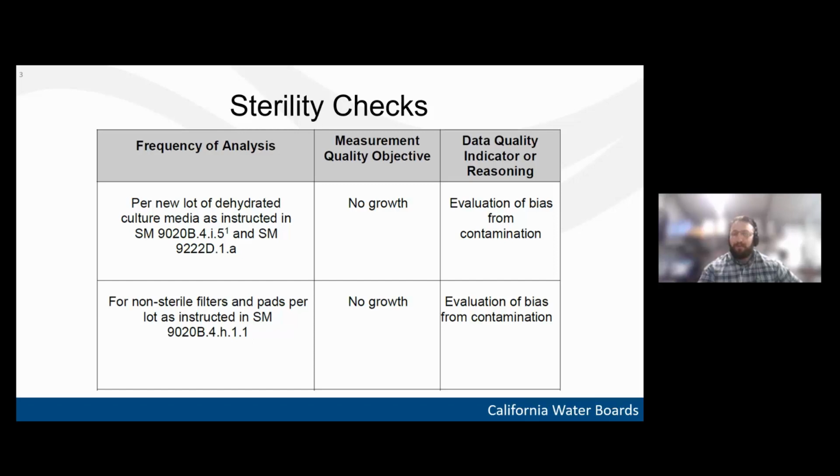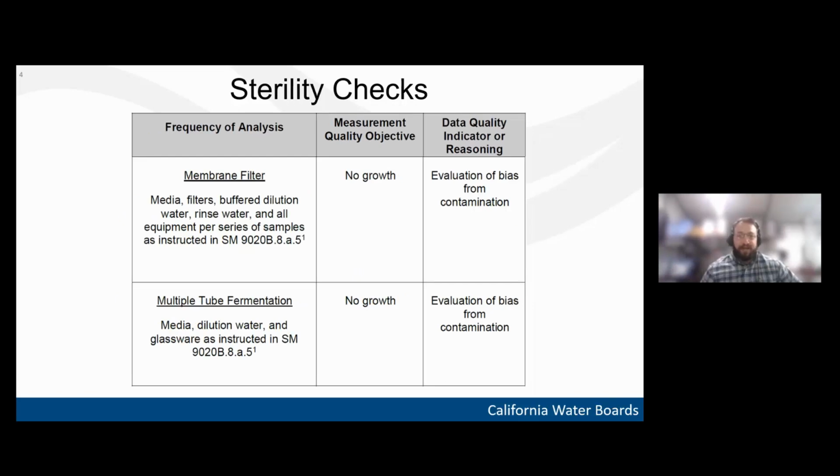We don't require these to be reported. I don't want to see everyone's results from their lots that they're testing for their media and their filters. That would drive me insane. And then so for membrane filter methods, again, no growth on the media, filters, buffered dilution water, rinse waters. And then in the multiple tube fermentation, same thing. You're looking through your media and dilution waters, ensuring there's no growth in those.